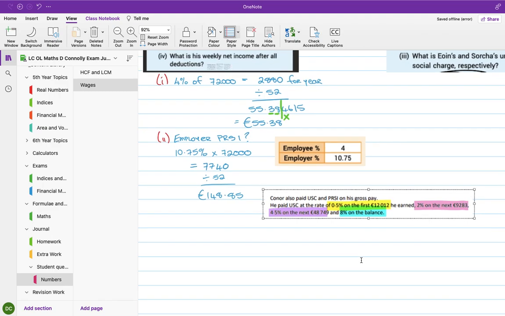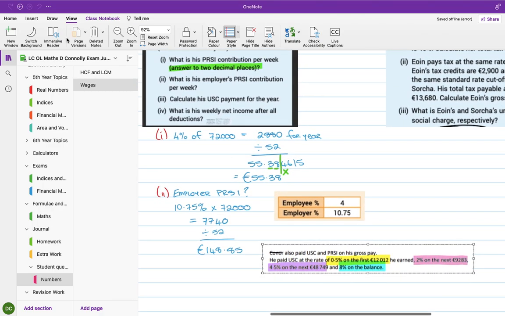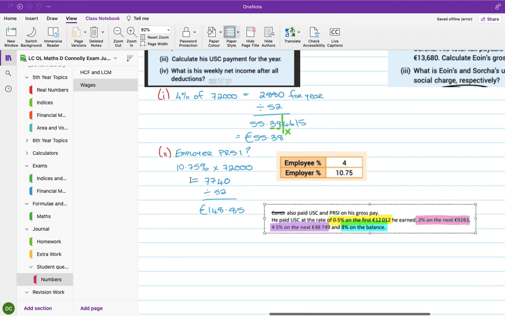So if we apply this, obviously we're not applying it to Connor. We're applying it to, oh, weird. That's really weird. We are applying it to Connor apparently. So Connor has 72,000 in his wages. So that's going to be split up into 0.5% of, what's it, 12012? Oh, I was right about that.